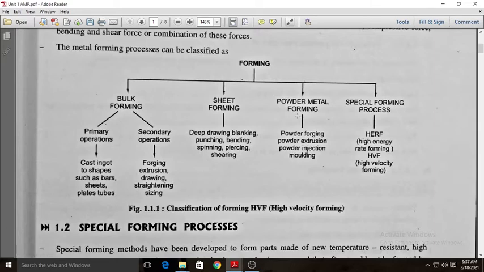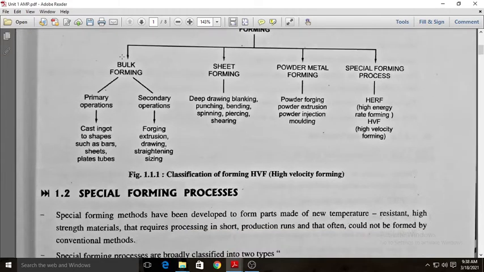Then powder metal forming: you are already familiar with the term powder metallurgy. We manufacture metal components by using metal powder, so it comes under metal forming. If we perform various operations on sheets like drawing, blanking, punching, bending, then it comes under sheet forming. And then bulk forming: here we use cast ingots to shape bars, sheets, plates, tubes. That is the primary operation inside bulk forming. If we perform operations like forging, extrusion, drawing, straightening, sizing, it comes under the secondary operation of bulk forming.